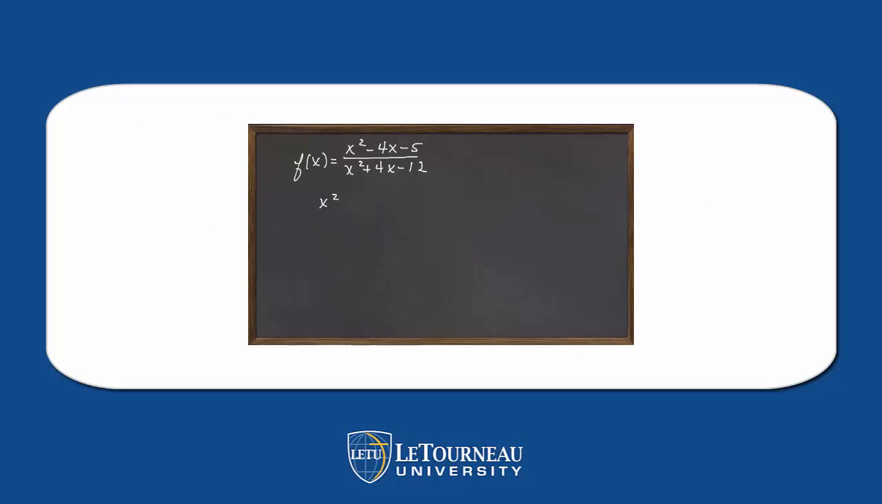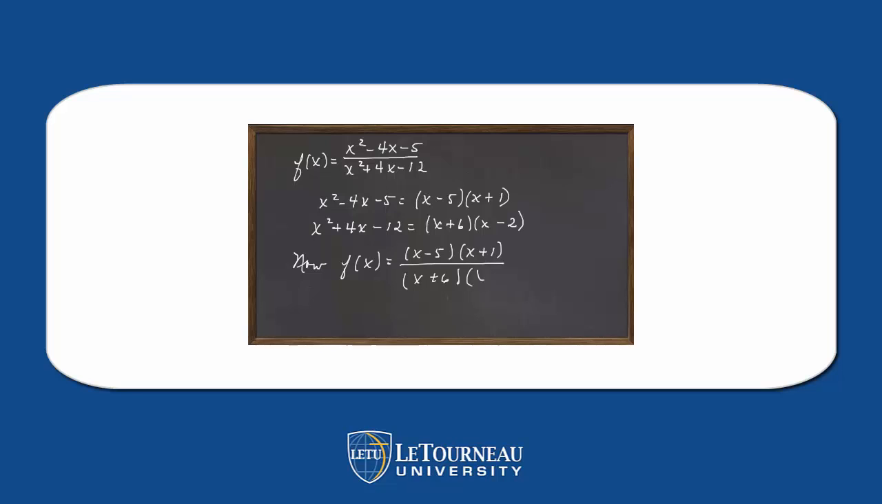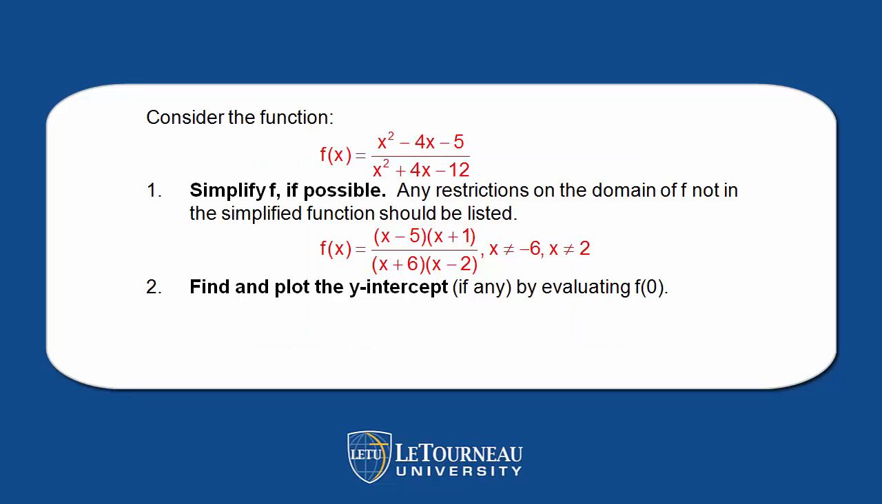All right, so the first way to start to simplify is to see if we can factor. x squared minus 4x minus 5 factors into x minus 5 times x plus 1. x squared plus 4x minus 12 factors into x plus 6 times x minus 2. So f of x is going to be easier to work with if we write it as x minus 5 times x plus 1 over x plus 6 times x minus 2. So x can't equal minus 6 and x can't equal 2. Those are going to turn out to be vertical asymptotes.